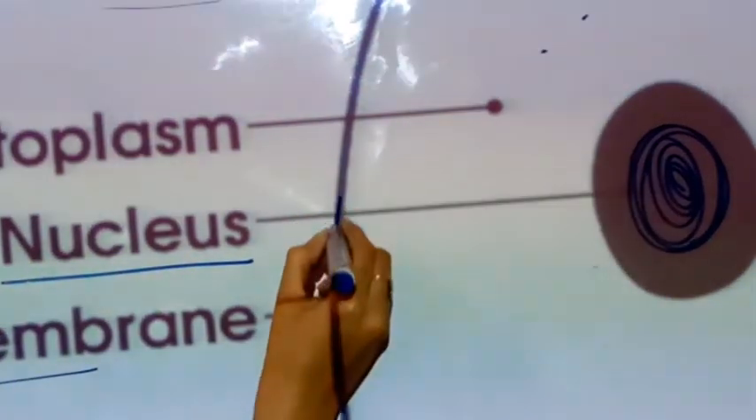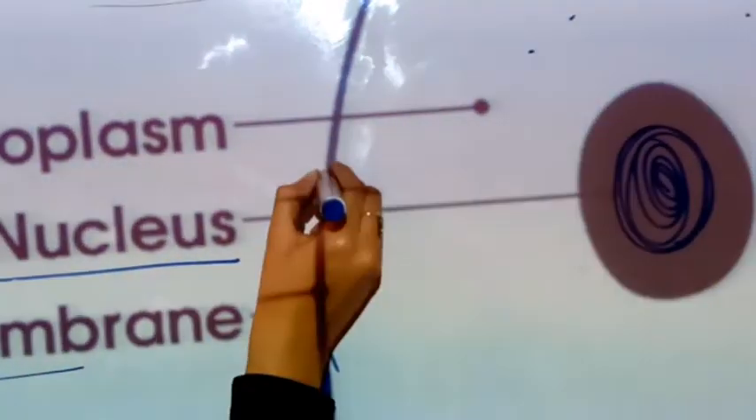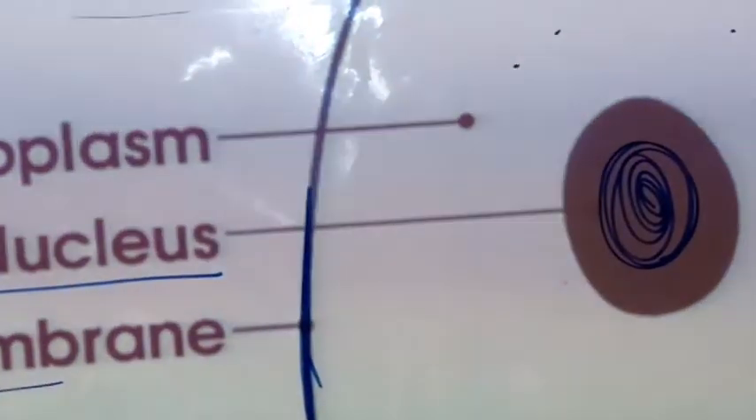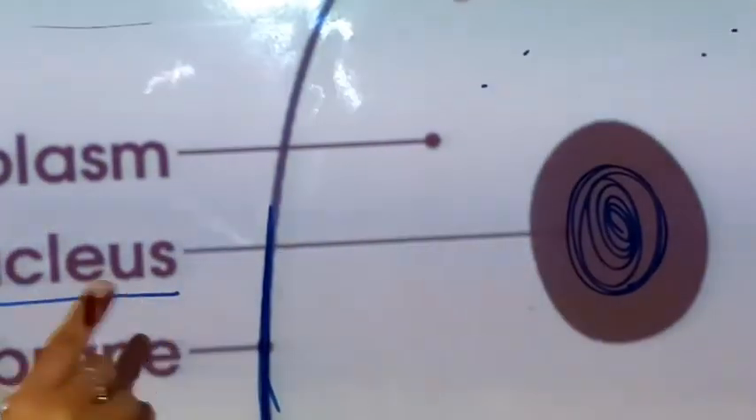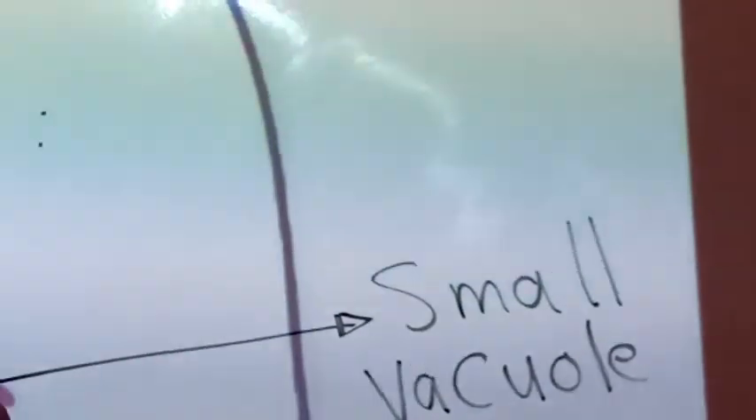This is the membrane from outside the animal cell. We also have a small vacuole.